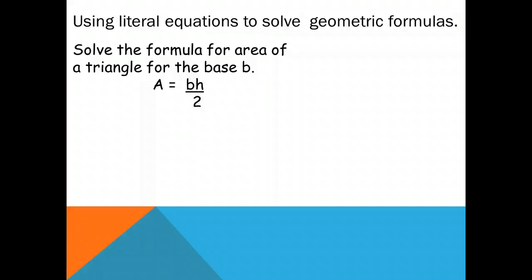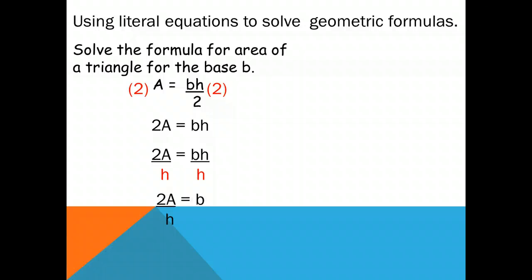So if we're trying to solve for the base, meaning we're trying to isolate the b all by itself, the first thing we're going to do is multiply both sides by 2 to get rid of the fraction. That gives us 2a is equal to b times h. Remember, you're trying to solve for b. So we would divide both sides by h, and we get 2a divided by h is equivalent to b.